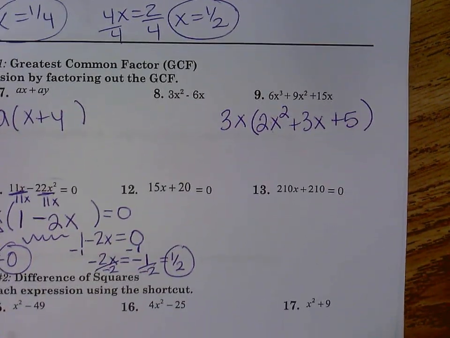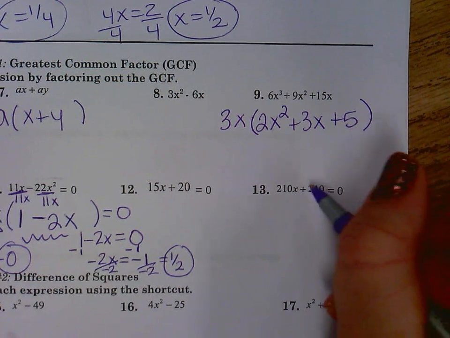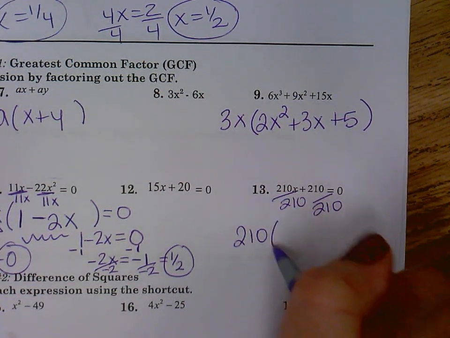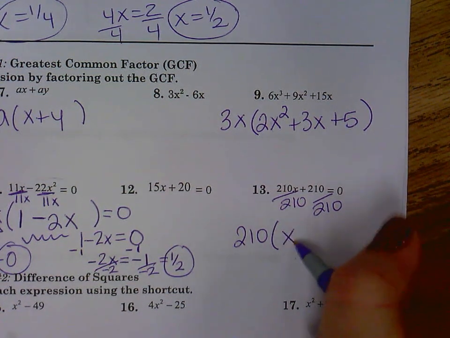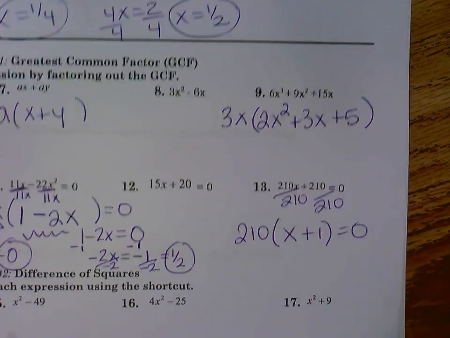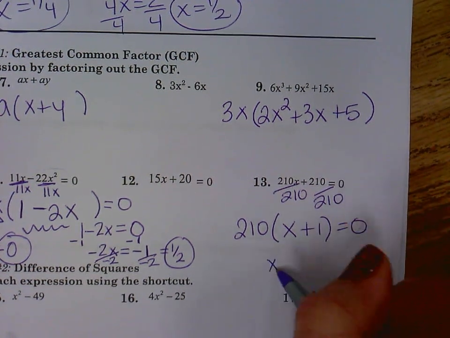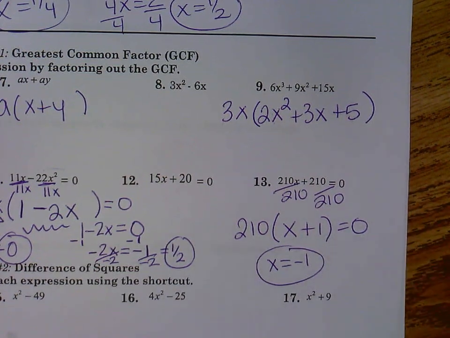Let's see, we did 11. Number 13, you can divide them both by 210, right? So 210, and all you have left is what, x plus 1? This one only has one solution because it's a line. Negative 1 would be the answer. This you really didn't need to factor, right? This is a linear equation. So you could really just subtract the 210 to the other side and divide by 210, and you'd still get negative 1. But it works for even that linear equation.